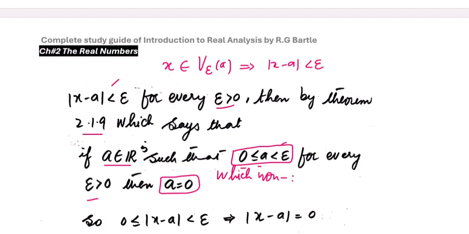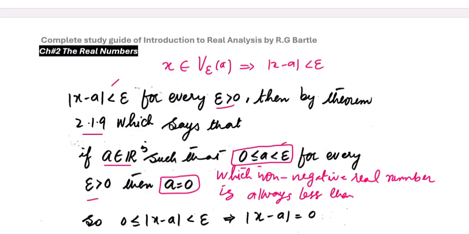non-negative real number is always less than every positive real number. So this is the question. Which non-negative real number is always less than every positive real number? There is only one non-negative real number which is always less than every positive real number, that is 0.